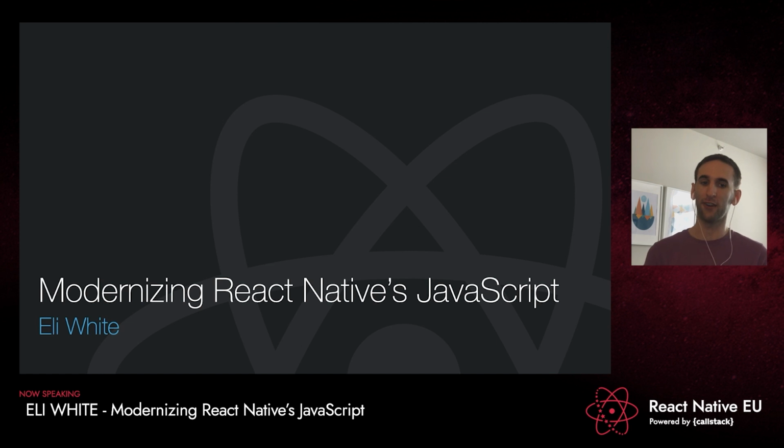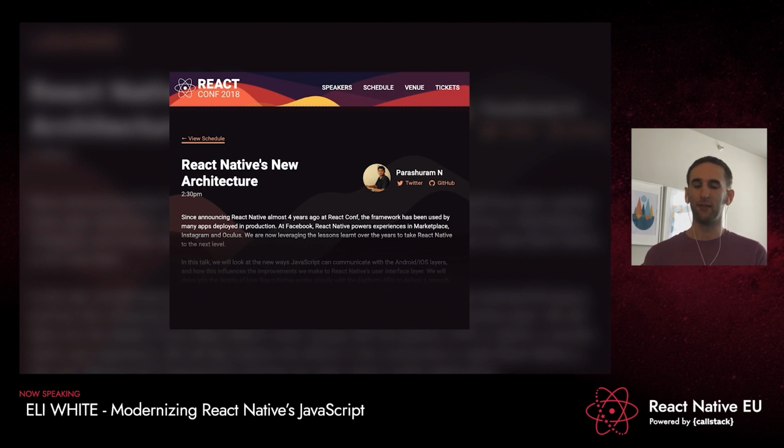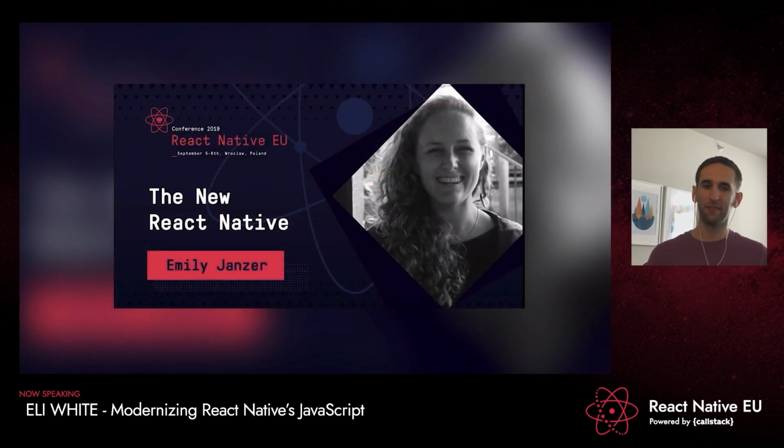We've talked about our architecture changes a lot. We've talked about it at previous React Native EU, where we're rewriting the UI layer of React Native. We've talked about JSI and how we're working with new interactions with our JavaScript engine and the performance benefits we can get there. We've also talked about, last year, Emily gave a talk about the new architecture and the way that we're initializing React Native and some of the performance improvements that we're able to make there as well.